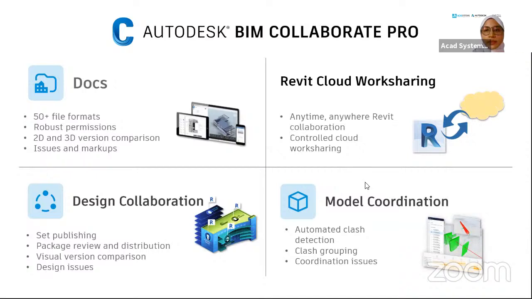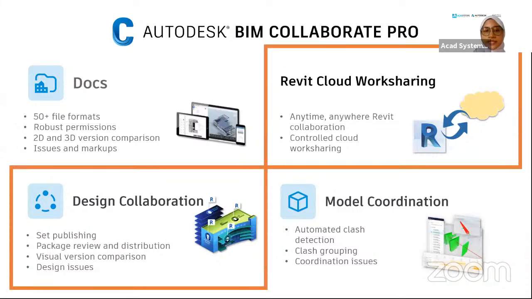And aside from that, we can also do model coordination with BIM Collaborate Pro, which means that you can coordinate maybe your MEP model and the structure, and detect any clashes from there. Okay, so for today, I'm going to focus on Revit Cloud Worksharing as well as the design collaboration workflow.